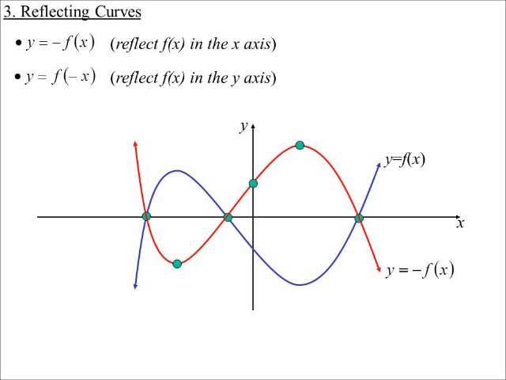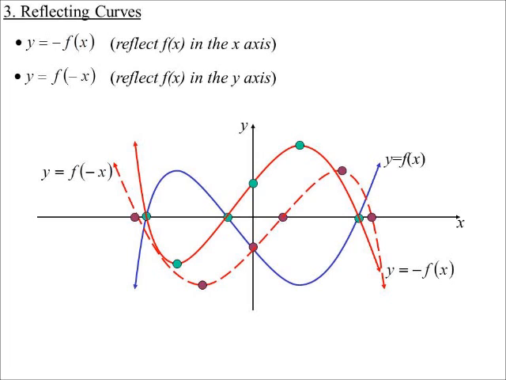Where if it's function negative x, that'll reflect in the y-axis. Because again, it's now the x values that I'm playing with. So I'll swap those over. The y intercept stays the same. Swap them over, and get the key points. There we go. That would be function negative x.